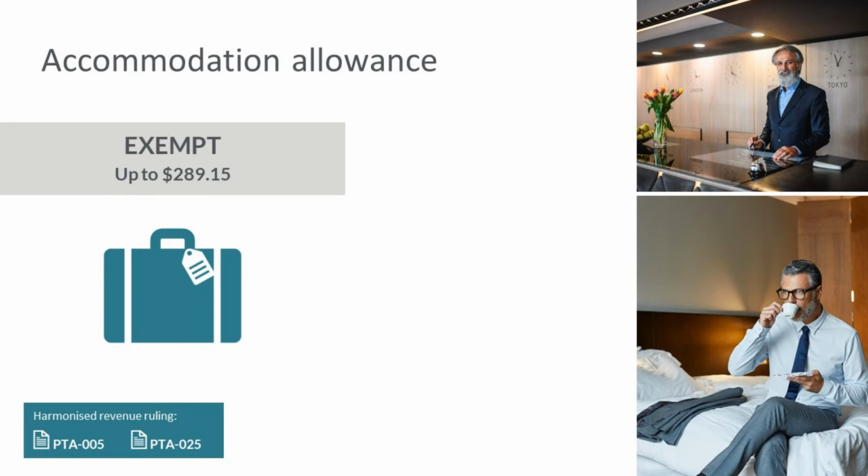The next exemption we have is for an accommodation allowance for business travel. Similar to the motor vehicle allowance exemption, these amounts are exempt to a certain point. But unlike the motor vehicle allowance, the accommodation allowance exemption rate uses the ATO rate for the current financial year.